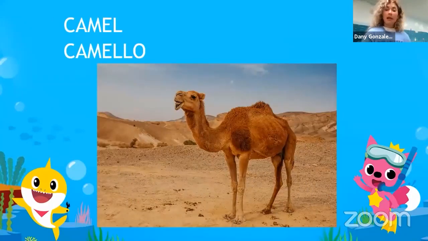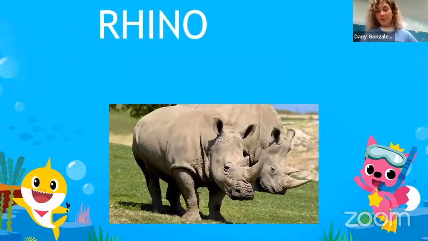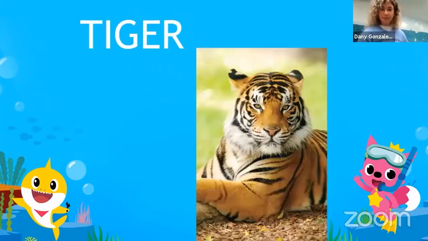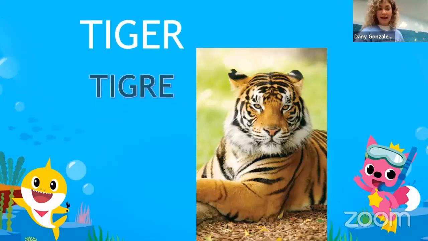Camel, camello. Now remember when it's double L, we pronounce it as a Y. Camello. Rhino, rinoceronte. Now let's do it a little bit slower because this word is a little long. Rinoceronte. Good. And last, we have tiger. Tigre.